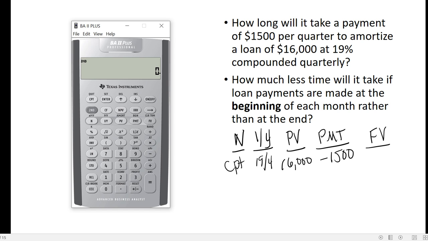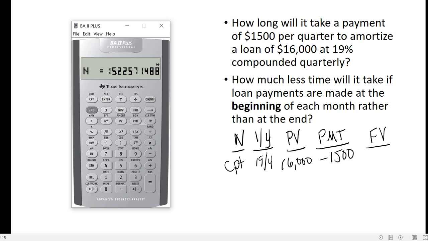So let's put in our numbers. Remember to always clear time value of money before you begin. So we have 19 divided by 4 equals, and that is IY, $16,000. That's what we're borrowing. That's our principal, so that's PV. And we're going to make a payment of $1,500. That's going to be negative because we're paying it back, and that goes under payment. So we're going to compute N.